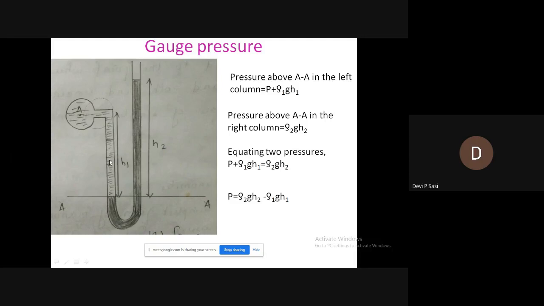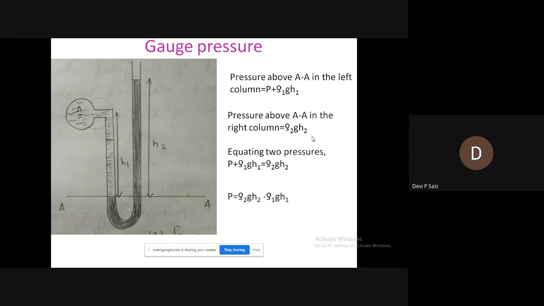Now, the pressure above the datum line AA in the right column. What is the specific gravity of the heavier liquid in the shaded region? The shaded region is one liquid and the dotted region is another liquid. Here the specific gravity is S2 and the density is ρ2. So what will the pressure be? Pressure is ρgh, so it is ρ2 g H2. Therefore, the pressure above the AA line in the right column is ρ2 g H2.